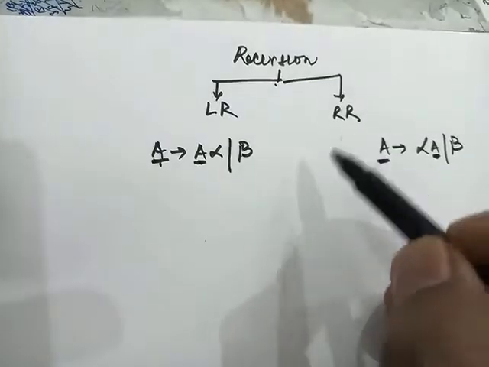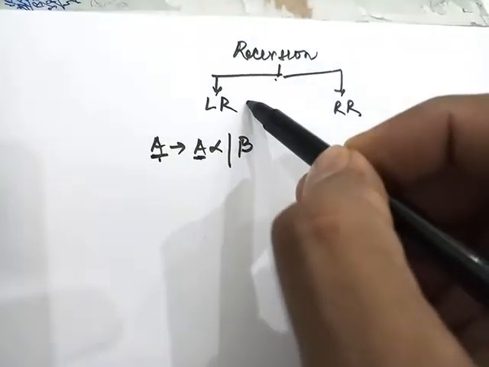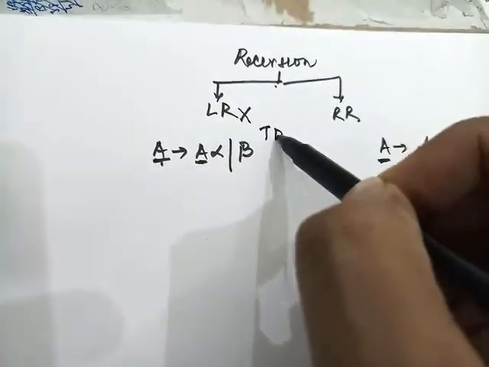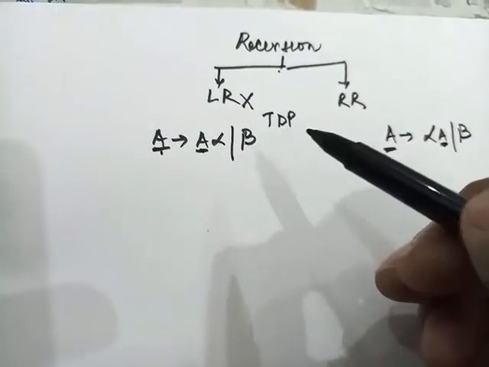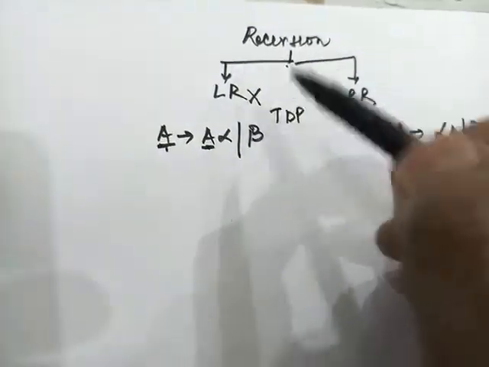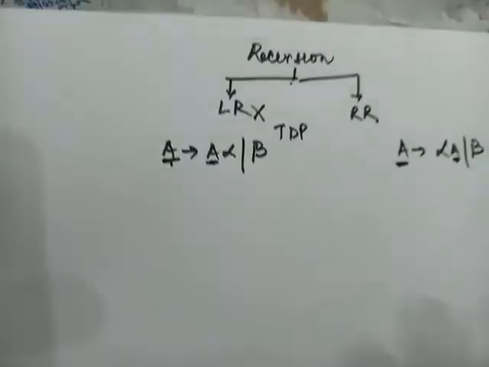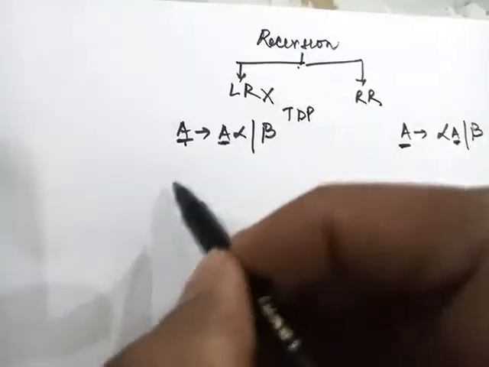And most of the parsers do not support left recursive grammar, especially the top down parser. So we should know how to eliminate a left recursive grammar. Now we'll see what the problem with left recursive grammar is.